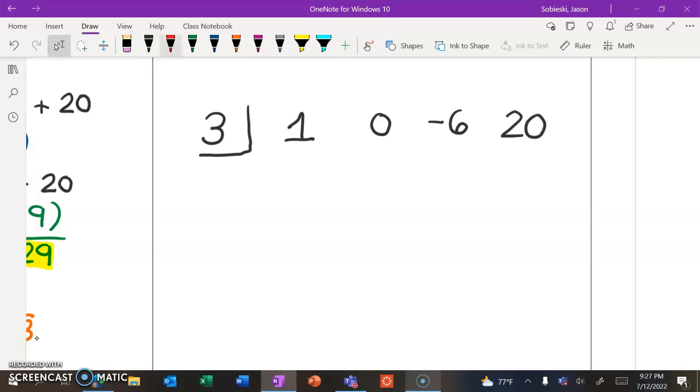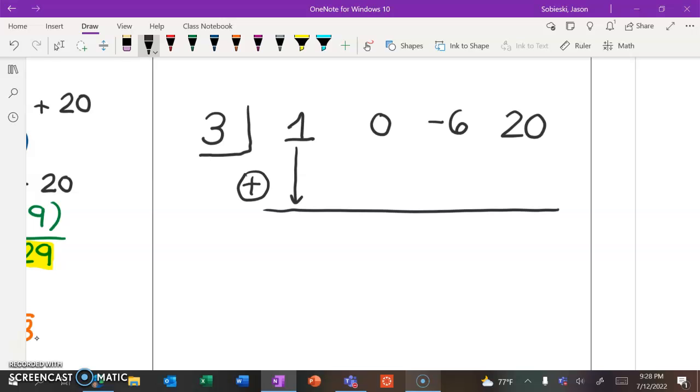The first thing that we need to do is bring down the 1. Put an arrow here, and then we're going to put a big horizontal line. I always like to even include the addition symbol so that we remember we're adding. And we're going to bring the 1 down. Again, the beginning of this is really just procedural. So if you can set it up this way, now we begin.